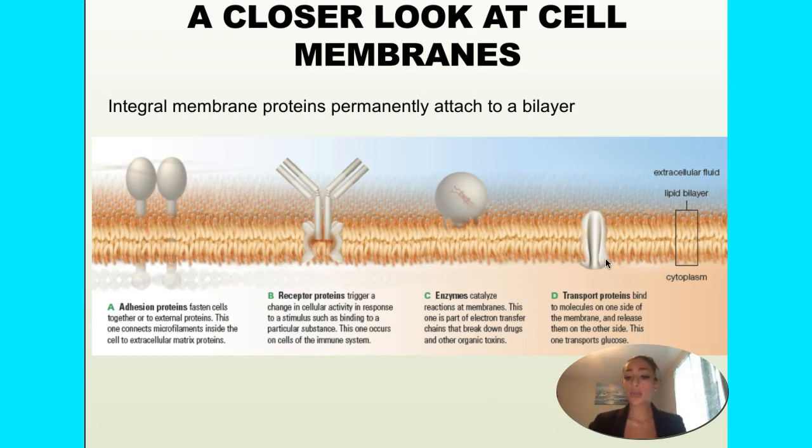We have transport proteins right here, which are actually kind of like a channel going through the plasma membrane, allowing things into and out of the cell as needed. Okay. And we actually just finished talking about enzymes last lecture. This is basically enzymes. Remember, they help with catalysis, or they help reactions occur a lot quicker.